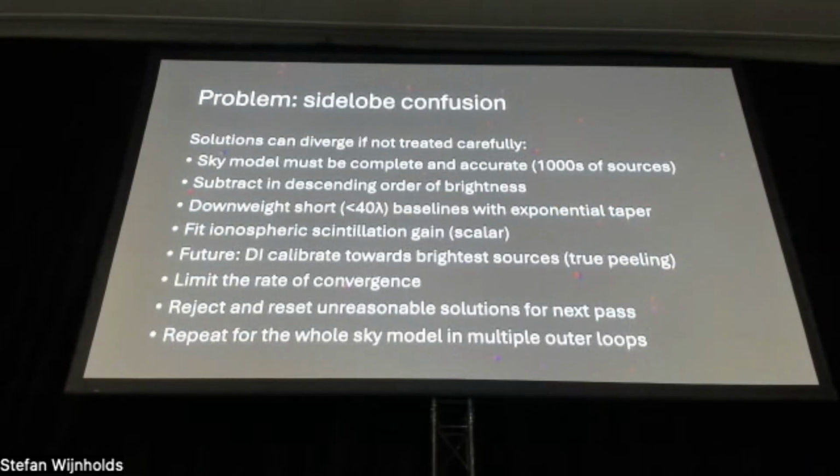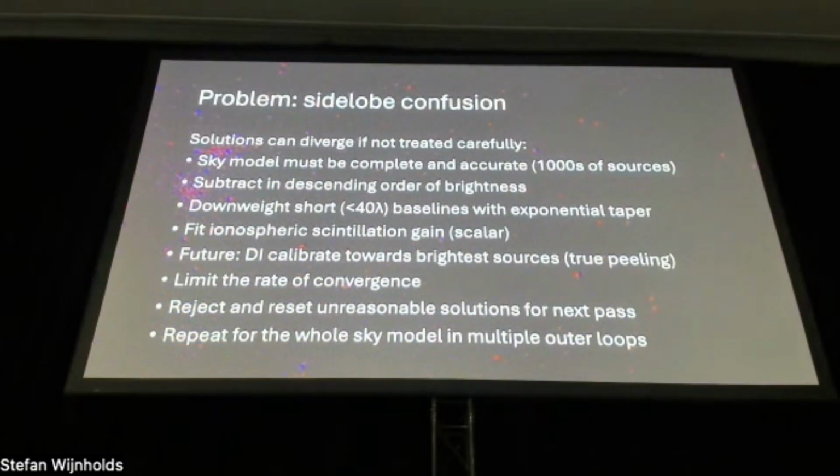But there's a bit of a problem. If you don't do these things correctly, you can lead to the position offsets diverging and going off into infinity. First of all, you have to make sure that your sky model is complete and accurate, so that you're subtracting your sources correctly. We subtract in descending order of brightness. We downweight any short baselines because they're not really contributing much to our point source model. We fit an additional parameter in addition to alpha and beta. We fit just a scalar gain G that helps us get the subtraction more accurately.